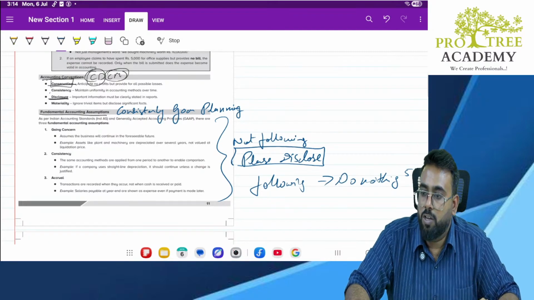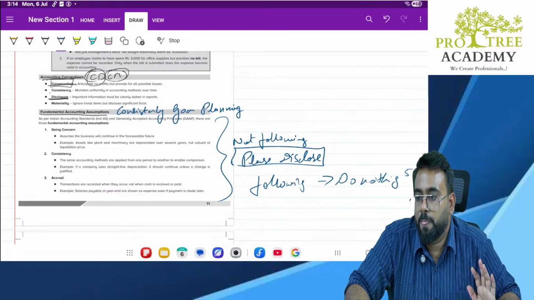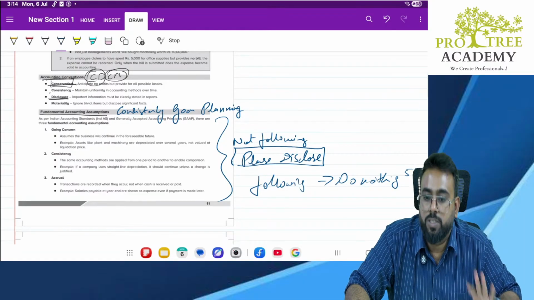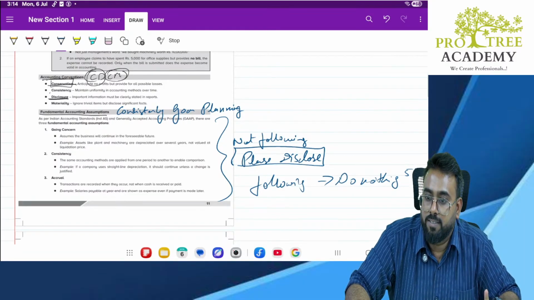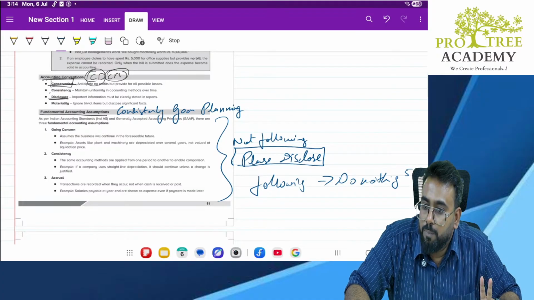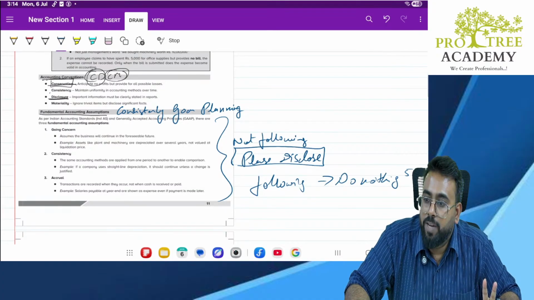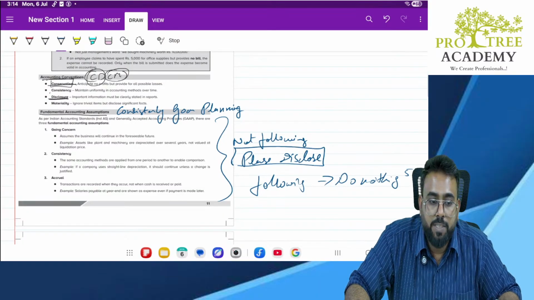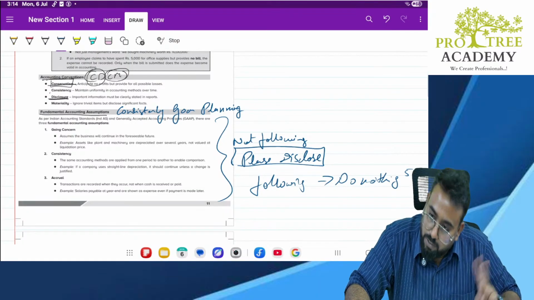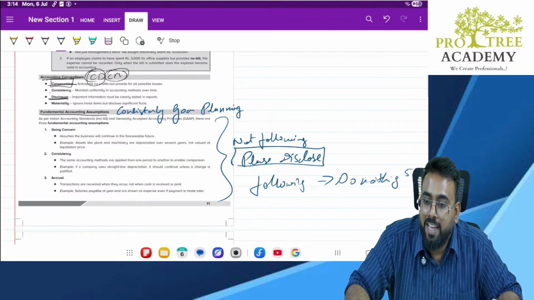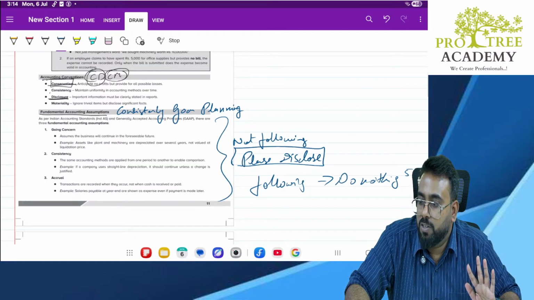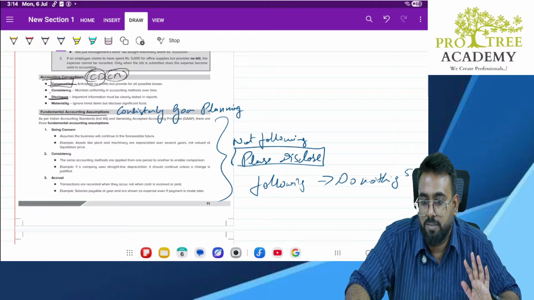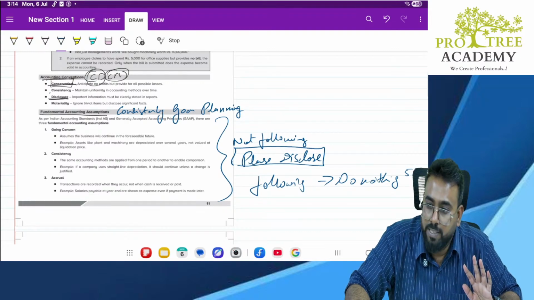Sir, what about other concepts? Say I am not following cost concept. Disclose it. Sir, I am following cost concept. Disclose it. Both sides disclose. Sir, I am following money measurement concept. Disclose it. I am not following. Disclose it. Sir, I am following business entity concept. Disclose it. Not following. Disclose it. Here, following, not required to disclose. Not following, disclose it. Everybody is understanding? Yes?